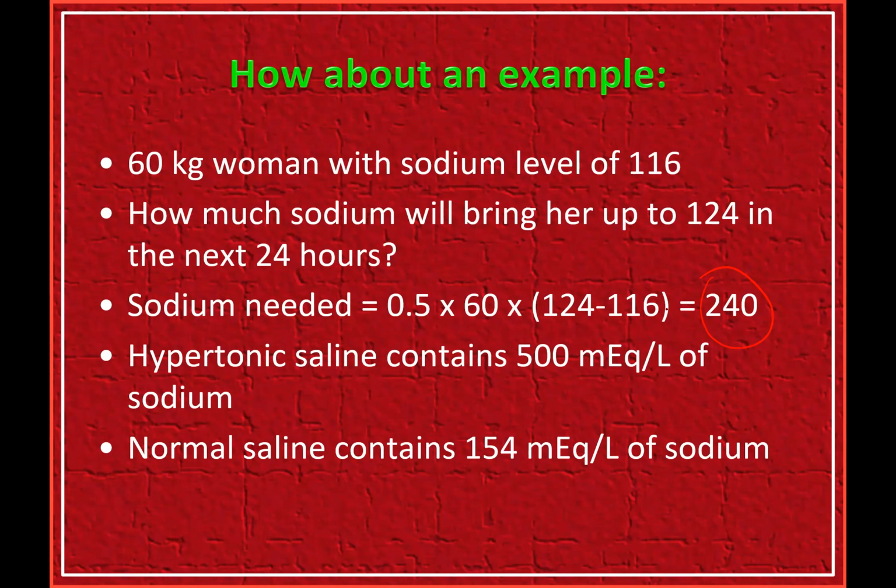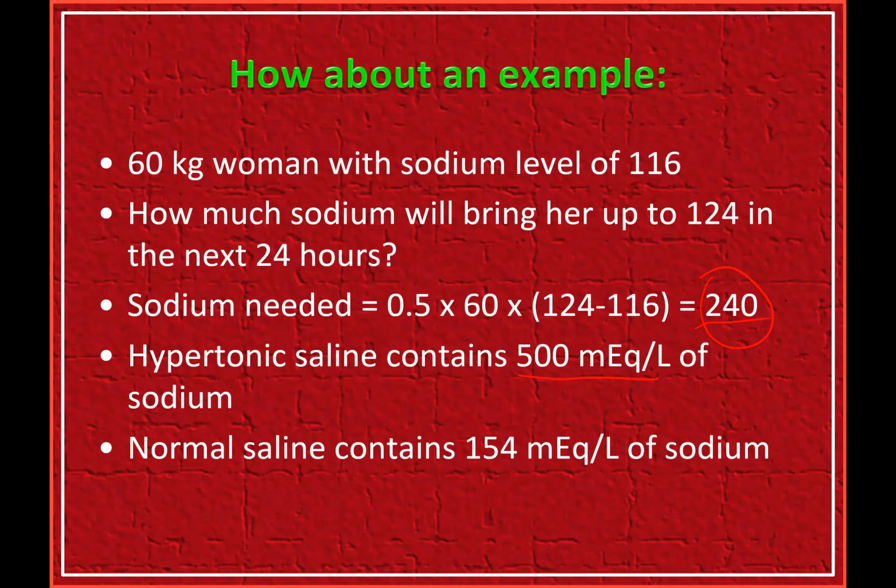Then I must know how much sodium hypertonic saline contains. If there is 1 liter of hypertonic saline, it gives 500 milliequivalents. You understand? My target is only 240 milliequivalents. So how much do I have to give? Half a liter. So half a liter of hypertonic saline is to be given over a period of 24 hours, initially a little faster, then a little slower. That is the calculation.